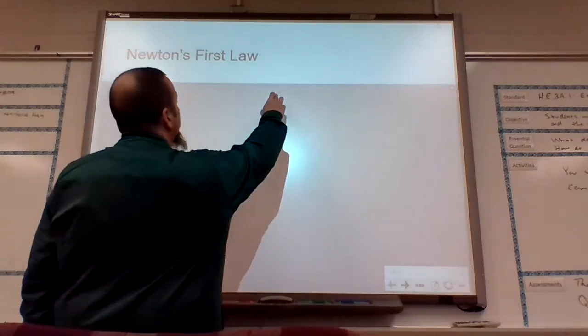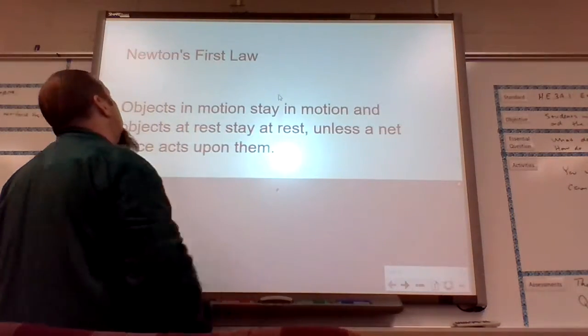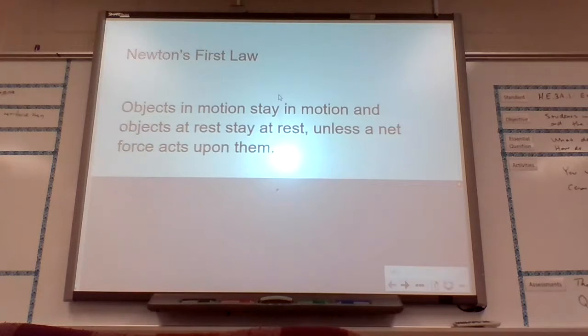So Newton's first law, it states objects in motion stay in motion, objects at rest stay at rest, unless a net force acts upon them. The classic way of stating or phrasing Newton's first law. If you want to pause this while you write this down, go ahead and hit pause.